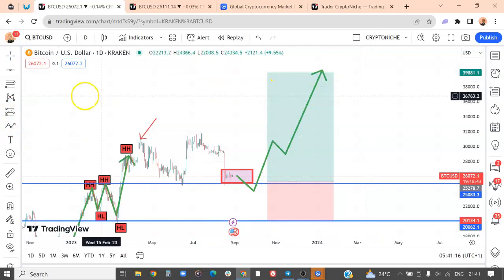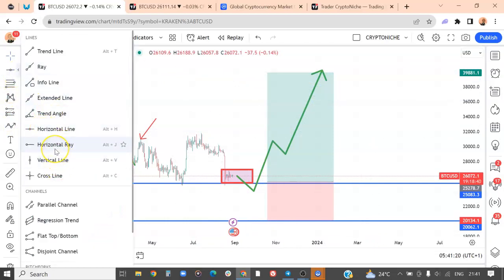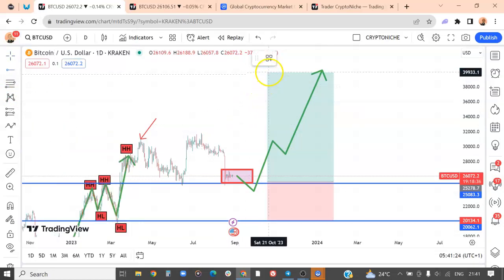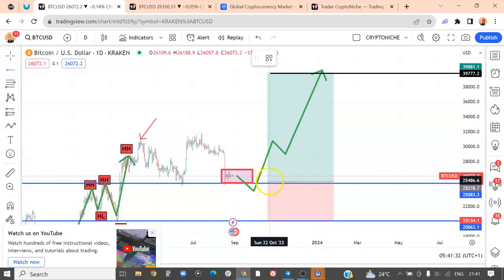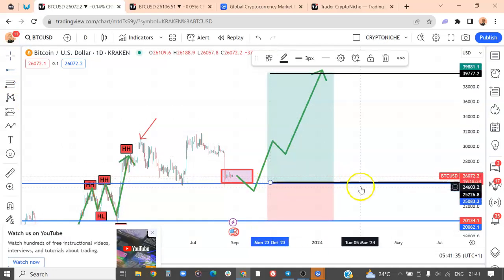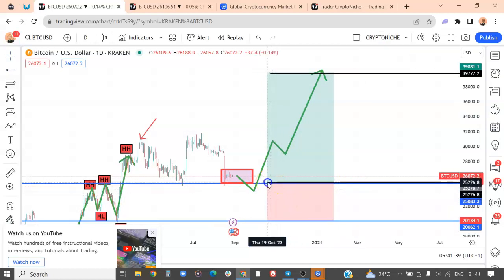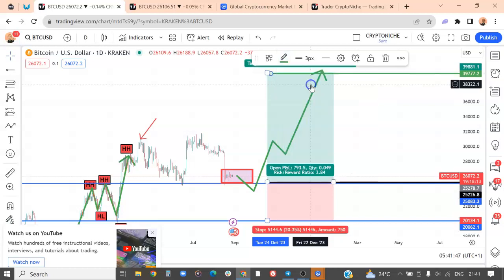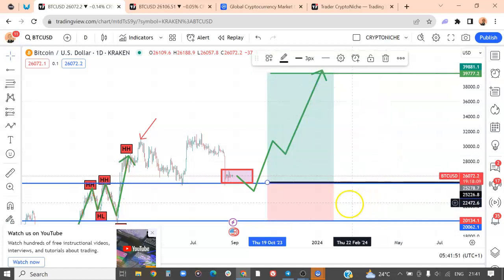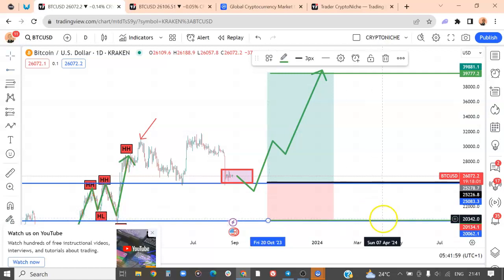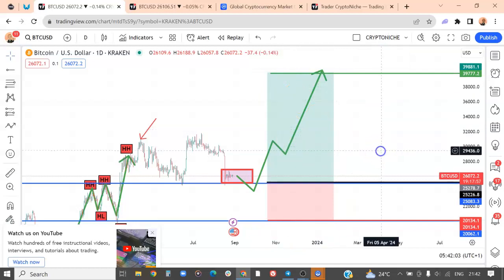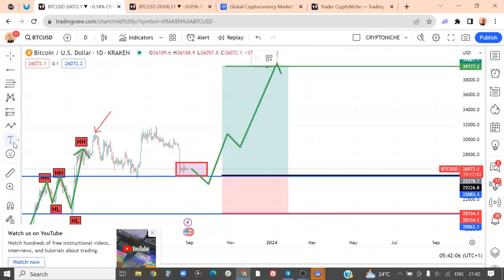So I'm going to use the horizontal line. You have your exits here, then you have your entry here. So this is supposed to be green, isn't it? This should be green. Then this should be black. It's cool like that. Then this is going to be red, so we'll make it red to indicate a stop loss.